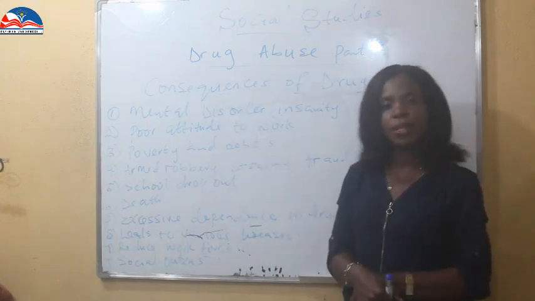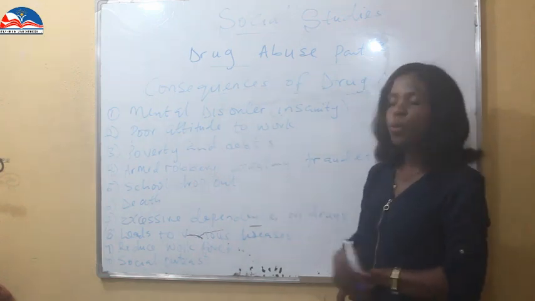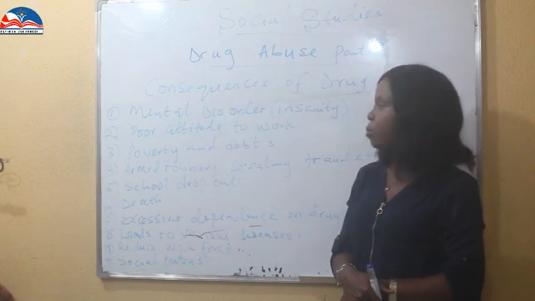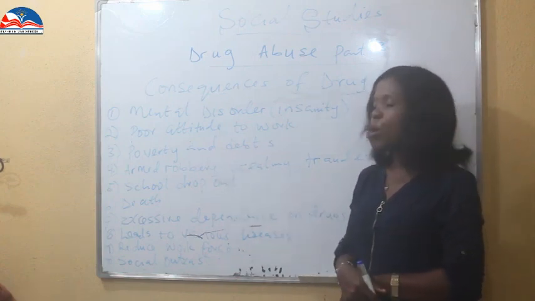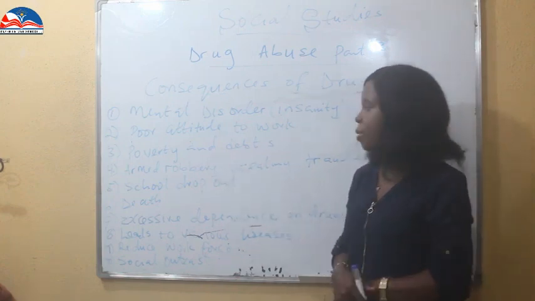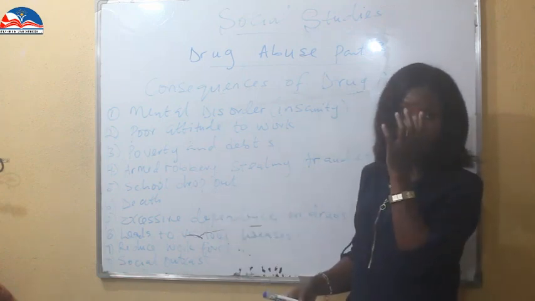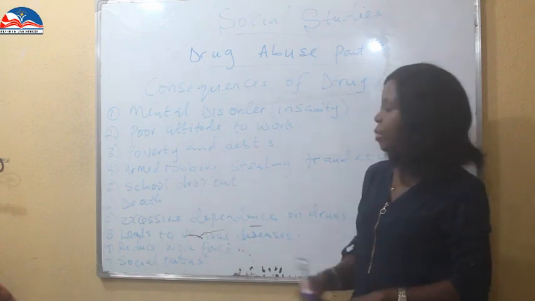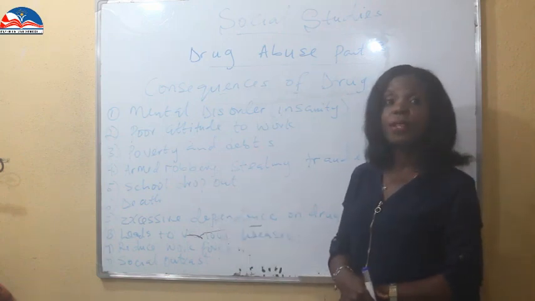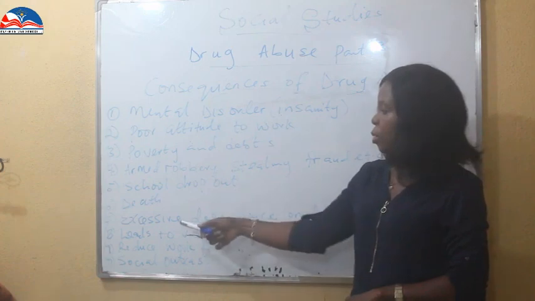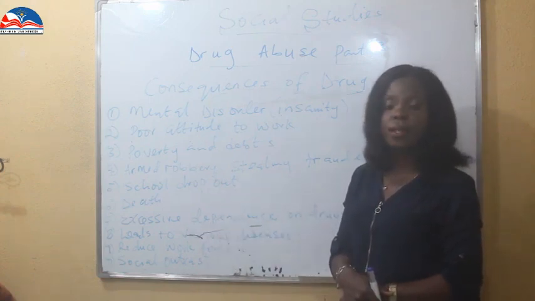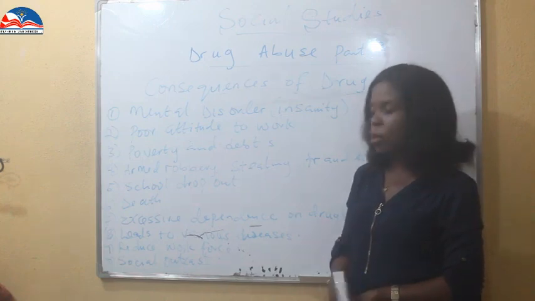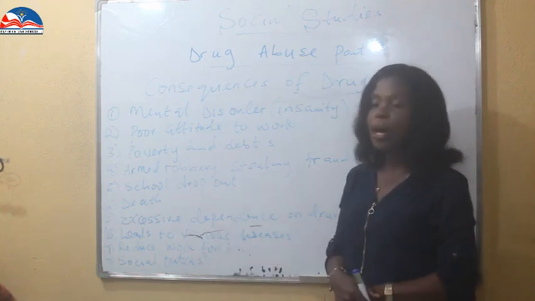1. Mental disorder. 2. Poor attitude to work. 3. Poverty and debt. 4. Armed robbery, stealing, fraud, and the rest. 5. School dropout. 6. Leads to debt. 7. Excessive dependency on drugs. 8. Leads to various diseases. 9. Reduces the workforce of a nation. And then the 10th, social outcasts.